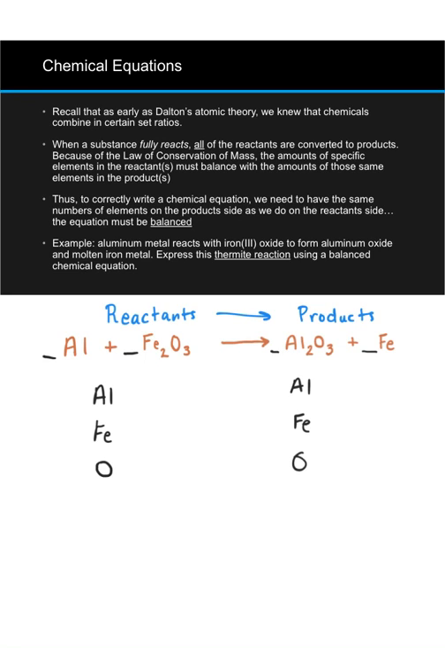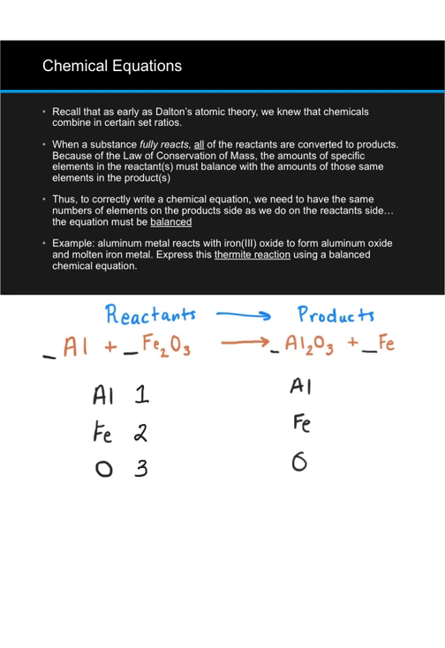In order to balance this reaction, what we're going to do next is count how many of each type of element are present on each side of our reaction arrow. On the reactant side, we only see aluminum in the elemental form. There is only 1 aluminum atom on the reactant side. In the compound iron(III) oxide, there are 2 irons and 3 oxygens.